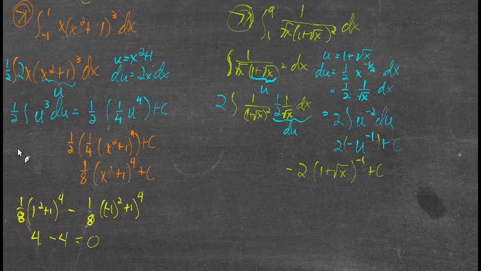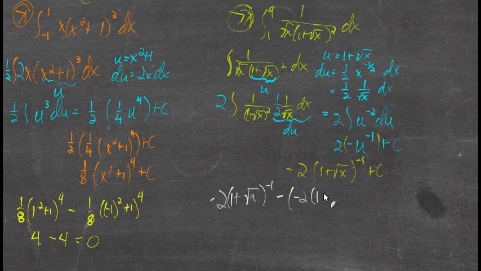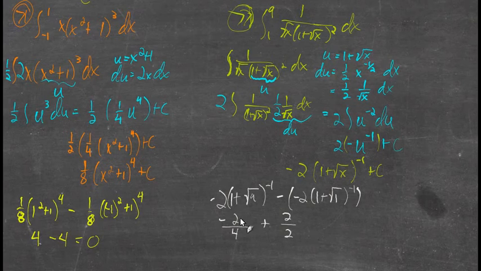And now we'll use the fundamental theorem of calculus and plug in 9 and plug in 1 and subtract. So we have negative 2 times 1 plus the square root of 9 to the negative 1 minus a negative 2 times 1 plus the square root of 1 to the negative 1. So here we have negative 2 over 1 plus 3, that's a 4, plus 2 over 2, so we have negative 1/2 plus 2 halves, for a total of a positive 1/2.